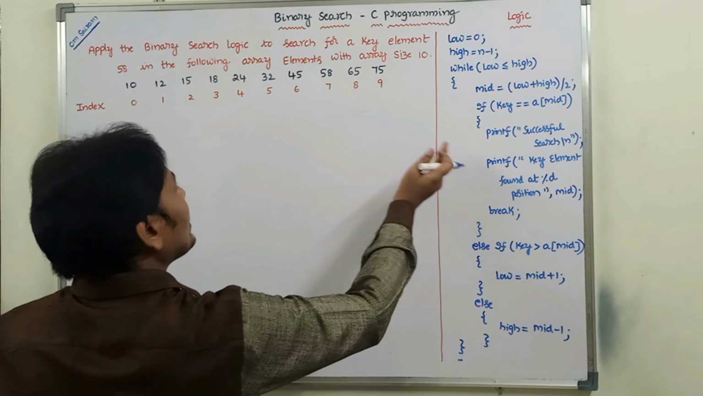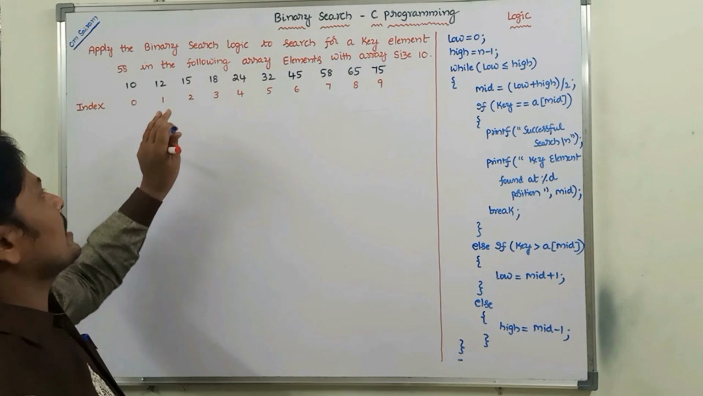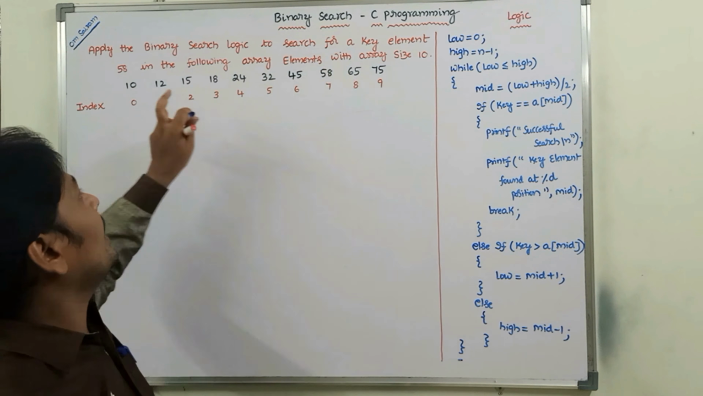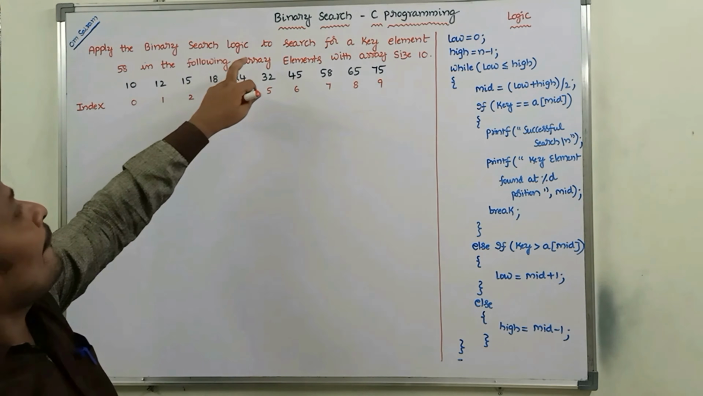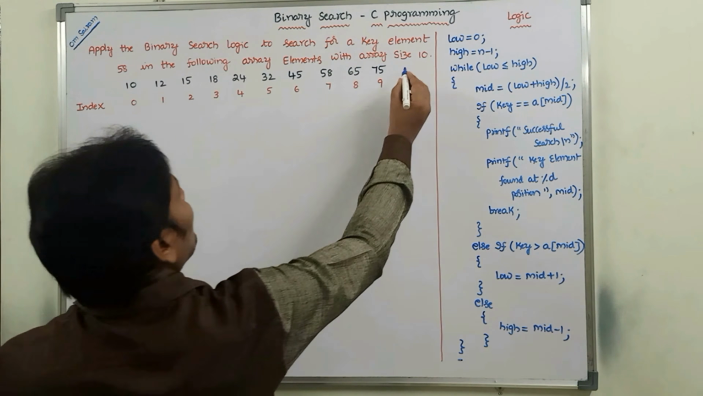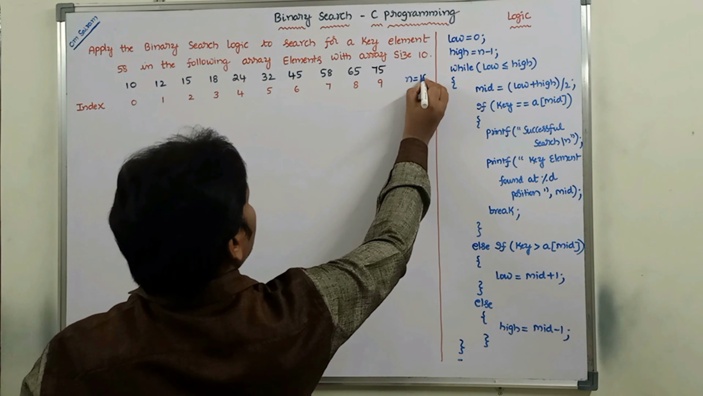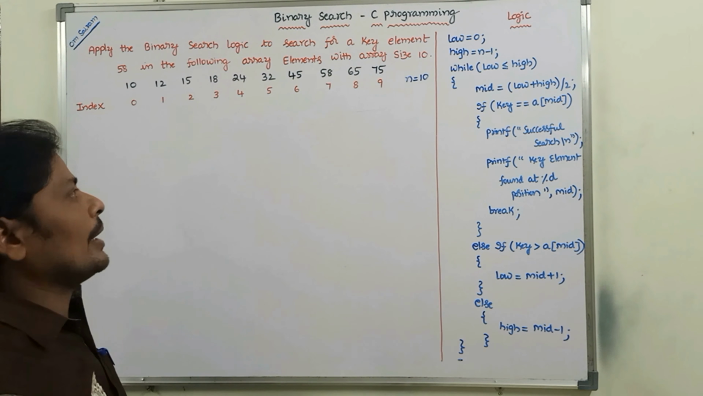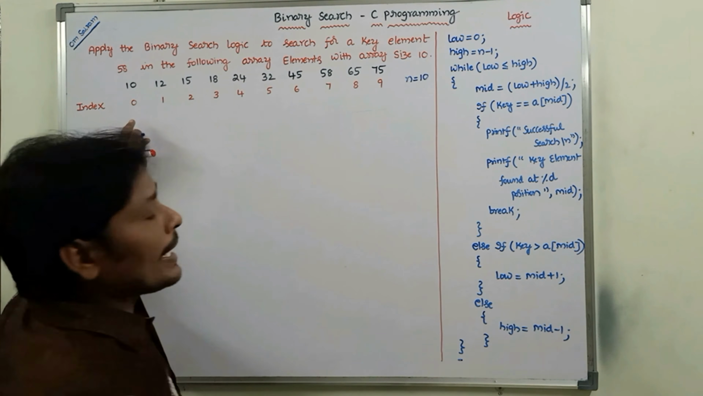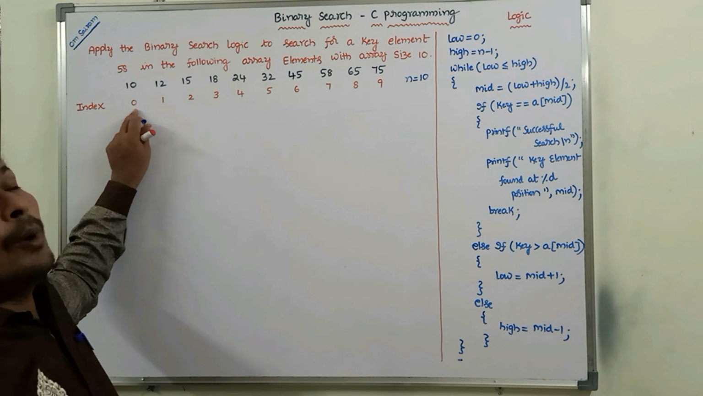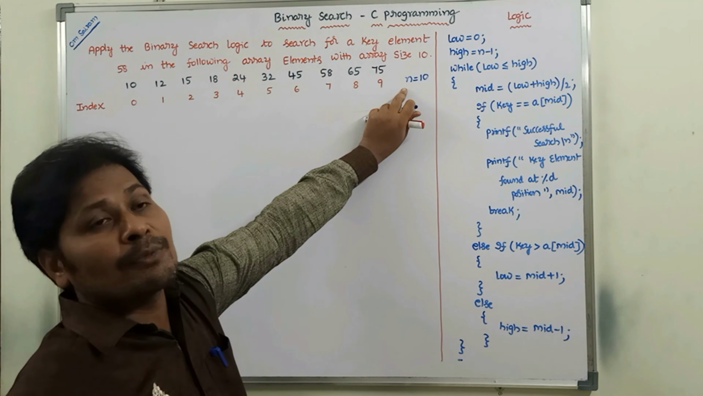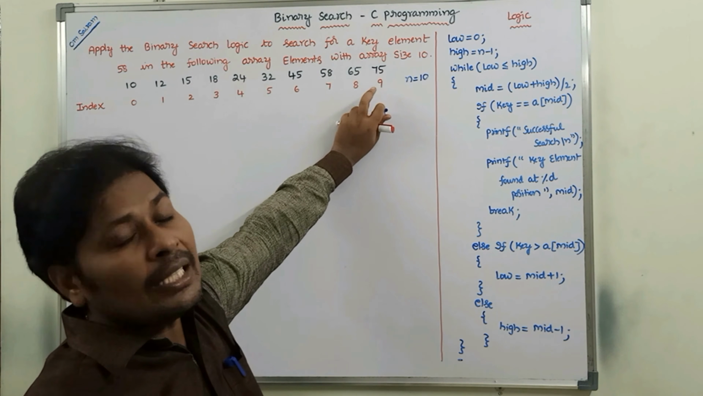Now this logic can be applied to an example problem. Apply the binary search logic to search for a key element 58 in the following array elements with array size 10. Here n value is equal to 10, that means array size is equal to 10. These are the given elements. The array index starts with 0 and ends with n minus 1. N value is 10, so n minus 1 is 9.